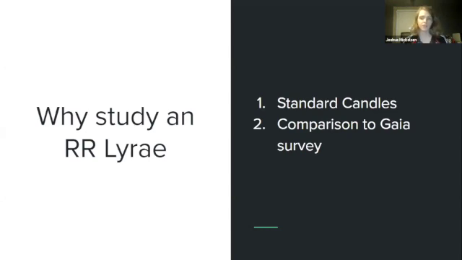The second reason is we can compare it to the Gaia survey. Gaia is a satellite in space, and it took many, many photographs of the night sky and measured the relative distances to all those stars from Earth. If we are able to compare these two and they are in agreement, then we can say with some certainty that the star lies within that range.